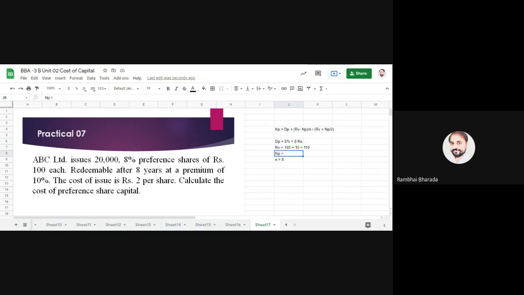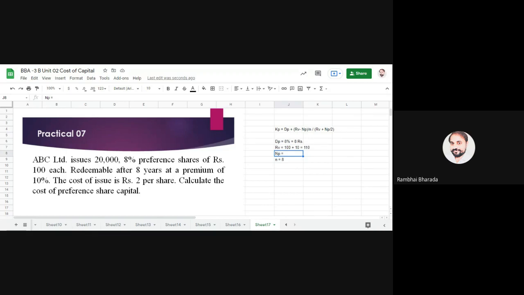After 8 years at a premium of 10%, मतलब कि 8 years तक कंपनी ये जो भी प्रेफरेंस शेयर्स इश्यू किए हैं उसका मनी यूज करेगी, उसके बाद 8 years जैसे ही कंप्लीट होंगी वो अमाउंट रिटर्न कर देगी और रिटर्न करने के साथ वो 10% एडिशनल प्रीमियम भी देगी. Now last one, the cost of issue is ₹2 per share. एक शेयर इश्यू करने की कॉस्ट 2 rupees.